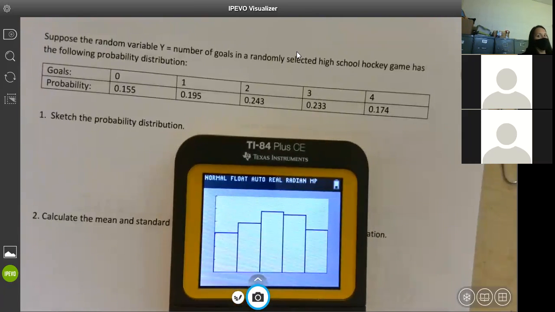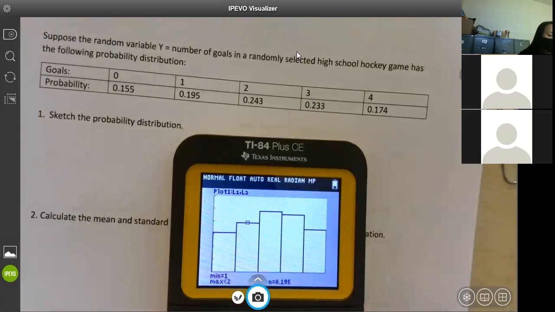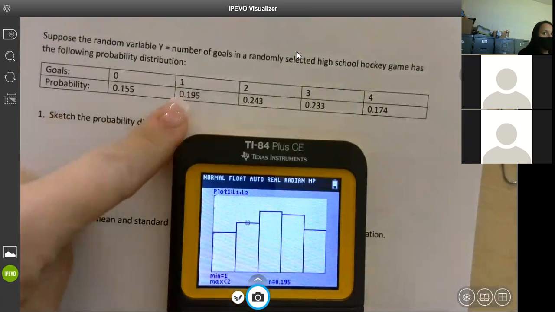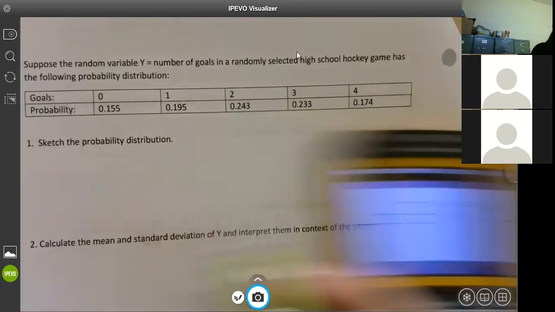You guys can just pop that on there. Remember, if you're doing this, you can hit trace and it'll tell you what's in there. So this is 0 and it's 0.155, just like we did before. This is 1 at 0.195, which is exactly what these are. So you can just rough sketch it.